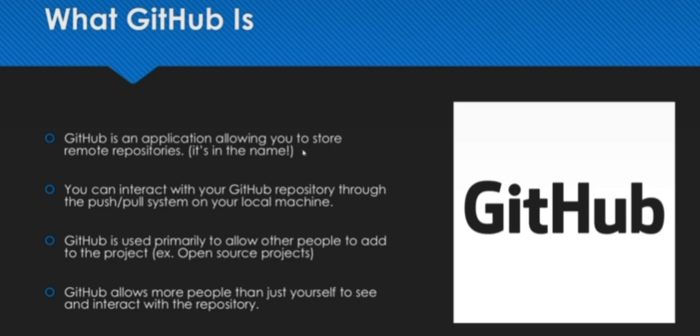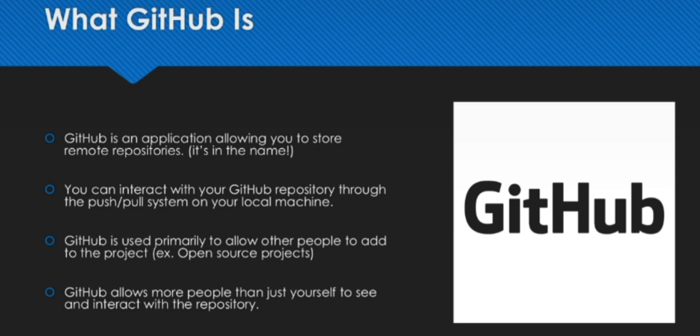So you can see I put a little comment there. It's in the name. It's called GitHub, a hub for Git, pretty much. I'm sure you understand. So you can interact with this through your local machine through the push-pull system. I'm going to be referring to this a lot until we get to it, but pretty much just think of it as a way to get information from your GitHub repository and give information to your GitHub repository. So we're just going to use this push and pull system to interact with it.